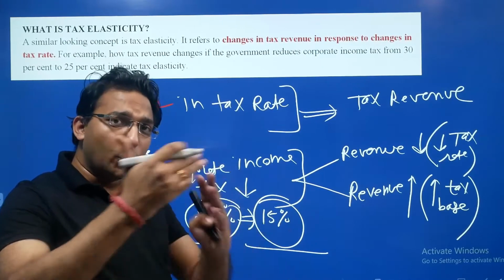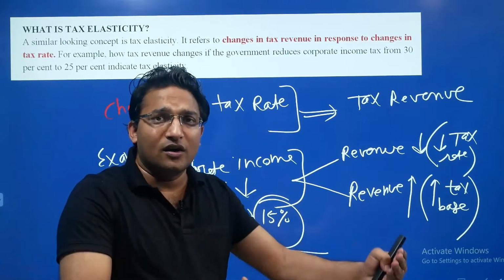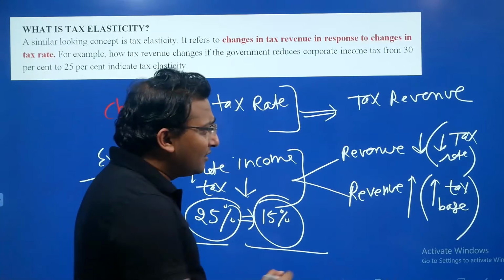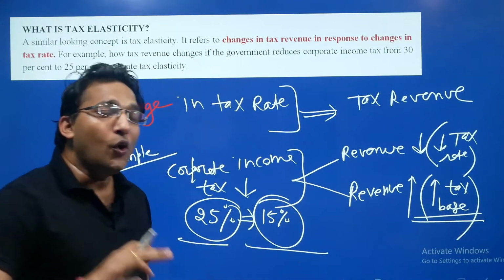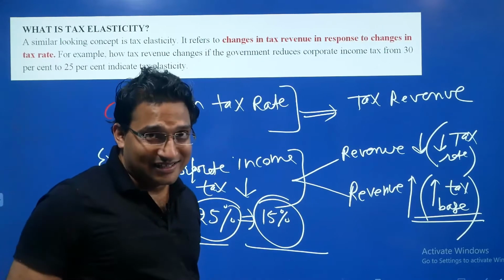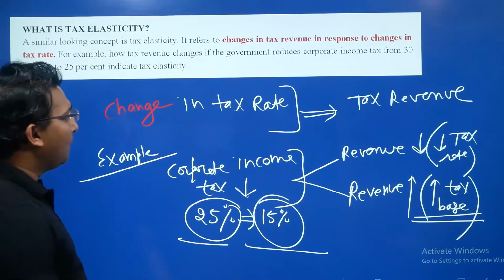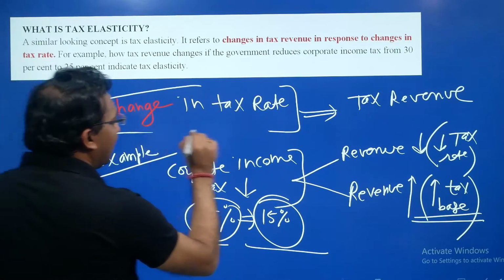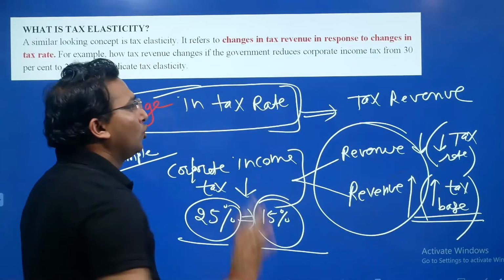If more companies come to India, they will also start paying income tax to the government. Earlier they were not part of the tax base, now they are part of the tax base. So the tax base has increased with the decrease in the tax rate, right? So the impact of the change in the tax rate can be upon the total revenue in two different ways.